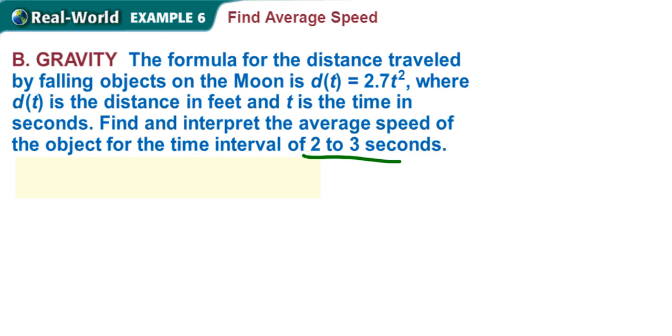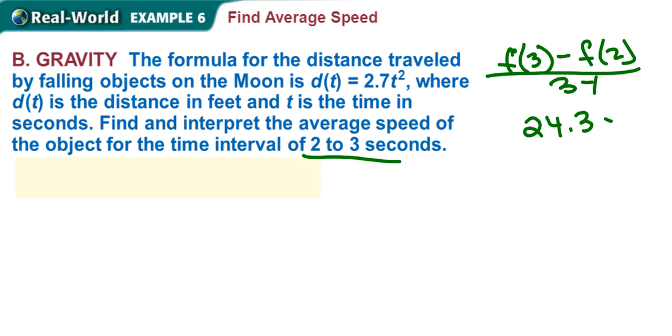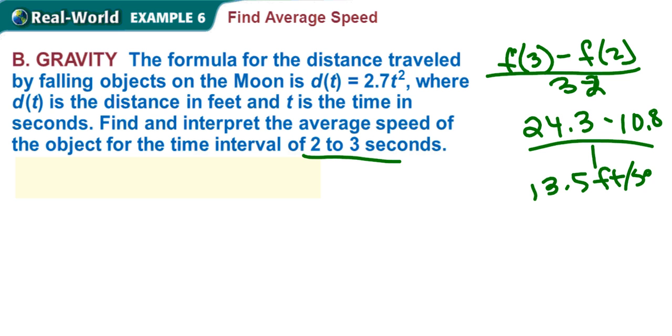Okay, so here's what this one is. f of 3 minus f of 2 over 3 minus 2, another 1 second interval. 3 squared is 9. 9 times 2.7. What is it? Okay, and f of 2, I forgot, is 10.8. And 3 minus 2 is 1. And what was that? Feet per second.